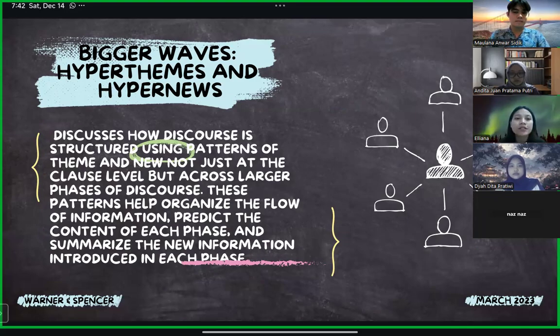So the next material is bigger wave, that is hyperthemes and hypernews. We will discuss how discourse is structured by using patterns of theme and news not just at the clause level, but across a larger phase of discourse. These patterns help organize the flow of information, predict the content of each phase, and summarize the new information introduced in each phase. Next, please.